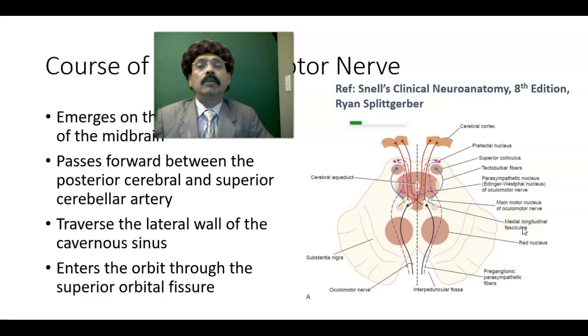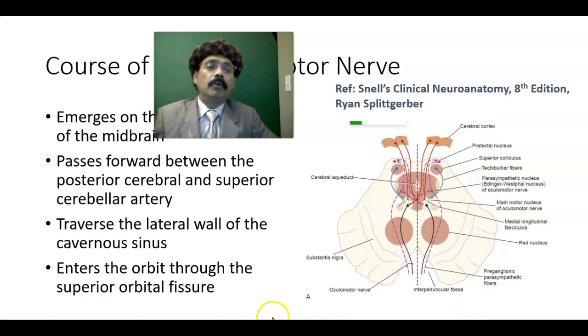that is contributed by the third nerve, fourth nerve, and sixth nerve. It is also getting contralateral contribution from the cerebral cortex here. We are seeing both ipsilateral and contralateral connections to the main motor nucleus of the oculomotor nerve.